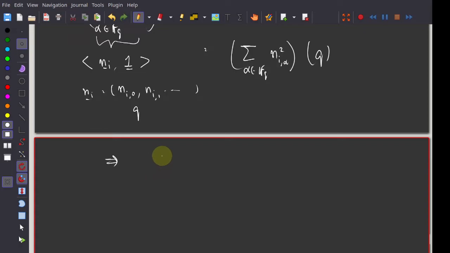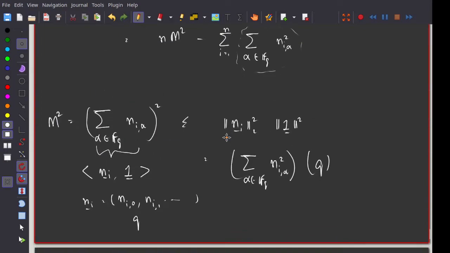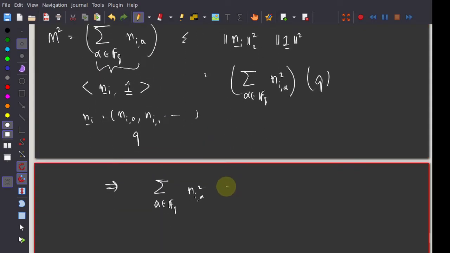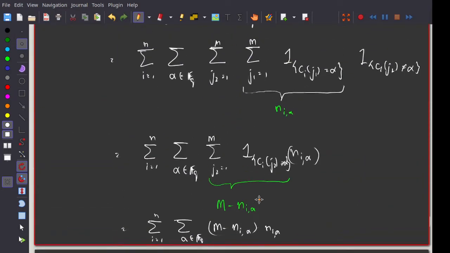So what this basically says is that the summation over alpha in F_q of N_i,alpha squared is greater than or equal to M squared divided by q. Okay, so just quickly see what I did.